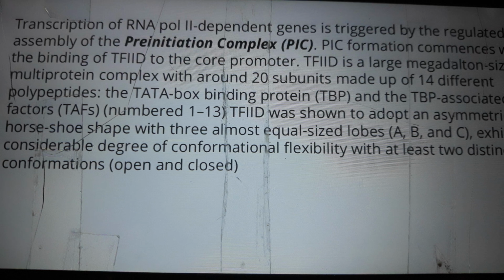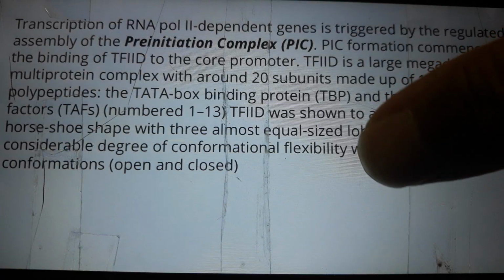TF2D was shown to adopt an asymmetric horseshoe shape with 3 almost equal-sized lobes, A, B, and C, exhibiting considerable degree of conformational flexibility, with at least 2 distinct conformations, open and closed.